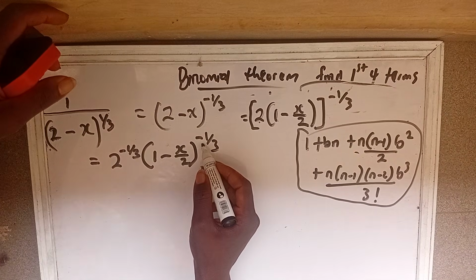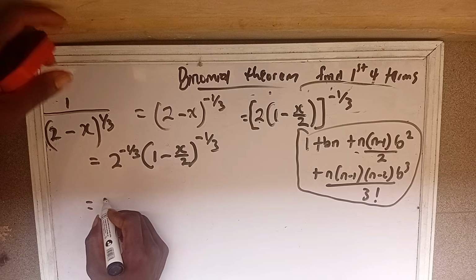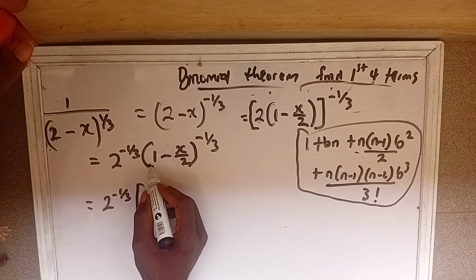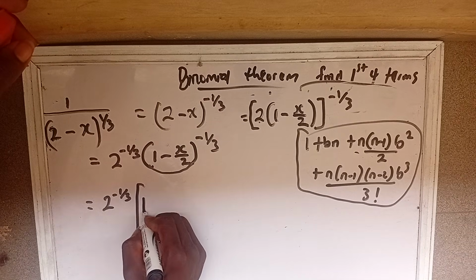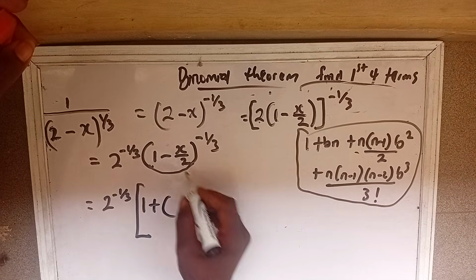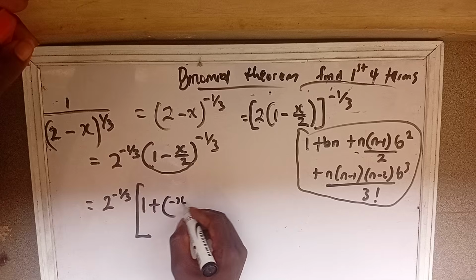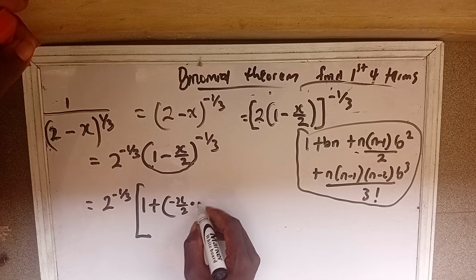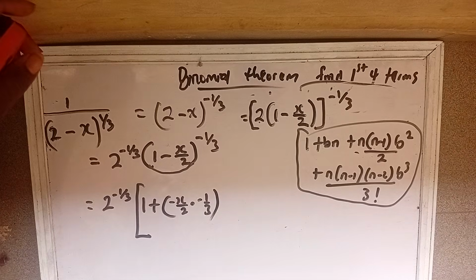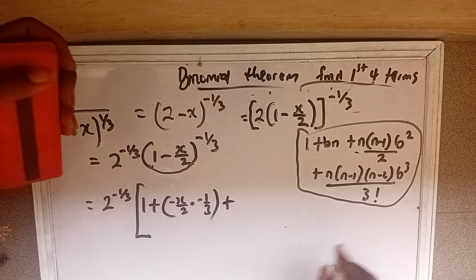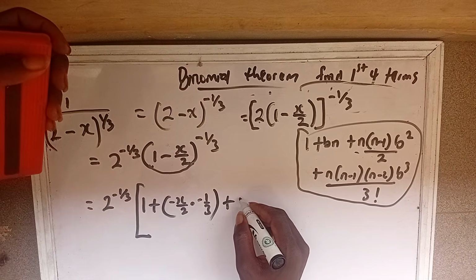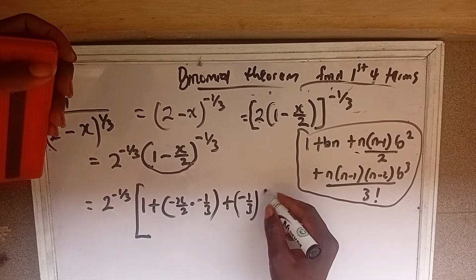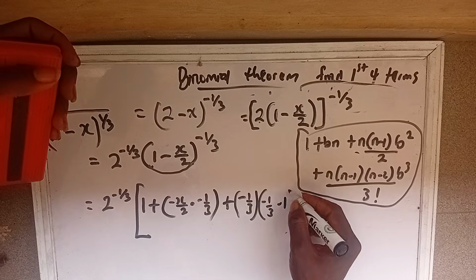So here now our n is minus 1 over 3, right? Now this will become 2 raised to the power minus 1 over 3 into bracket. Now the expansion of this inside. Now 1 plus bn. What's our b? Minus x over 2, times n. What's our n? Minus 1 over 3. Minus 1 over 3. That's our bn, right? Plus n, minus 1 over 3, into n minus 1, minus 1 over 3 minus 1, b squared.